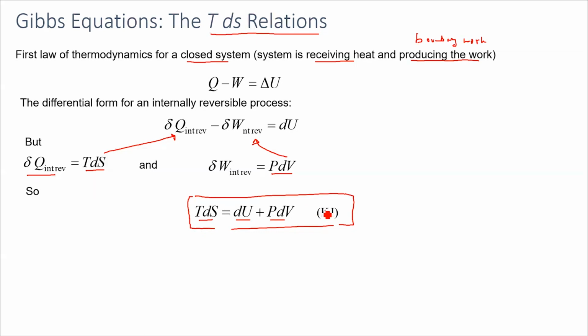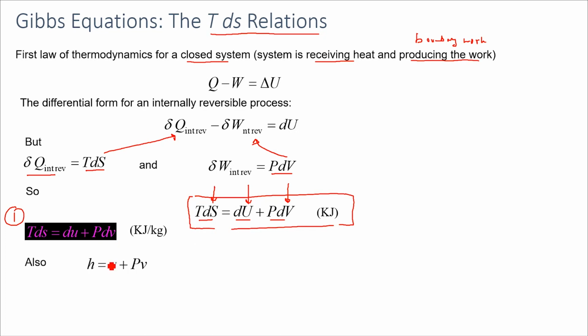If you have to express this in terms of per unit mass, all the three properties, entropy, internal energy, and specific volume, would be in specific terms. So you have this as your first TdS relationship. Temperature multiplied by specific change in entropy is equal to specific change in internal energy plus pressure multiplied by specific change in volume. This is the first TdS or Gibbs relationship.